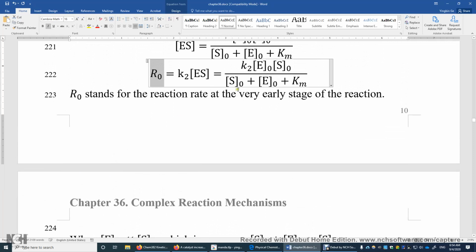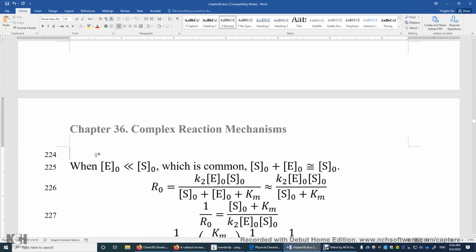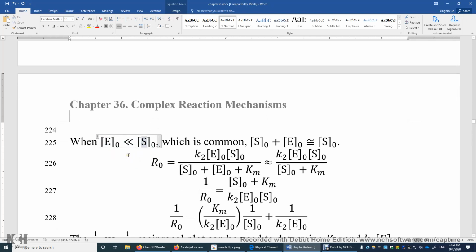Alright, now we can further simplify this expression for R naught. How? Well, usually in enzyme catalysis, the concentration of enzyme is much lower than the concentration of substrate. Alright? This is very common for two reasons. First, we don't need a lot of enzymes. I mean, they are catalysts. They are not really consumed, so we just need a little bit of enzyme to catalyze the reaction.